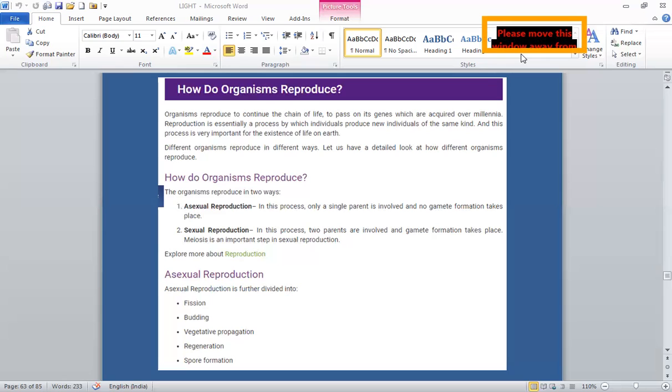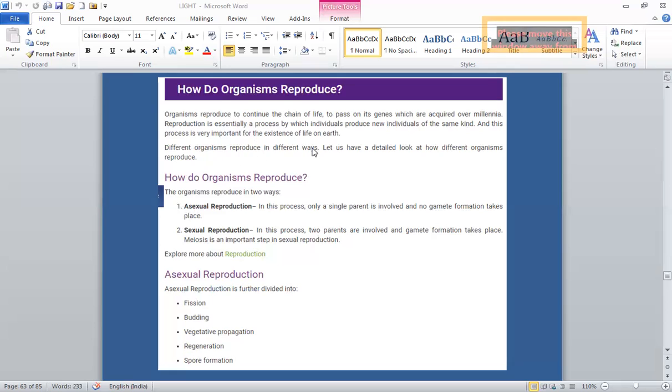Organisms reproduce to continue the chain of life, to pass on their genes which are acquired over millennia. Reproduction is essentially a process by which individuals produce new individuals of the same kind, and this process is very important for the existence of life.